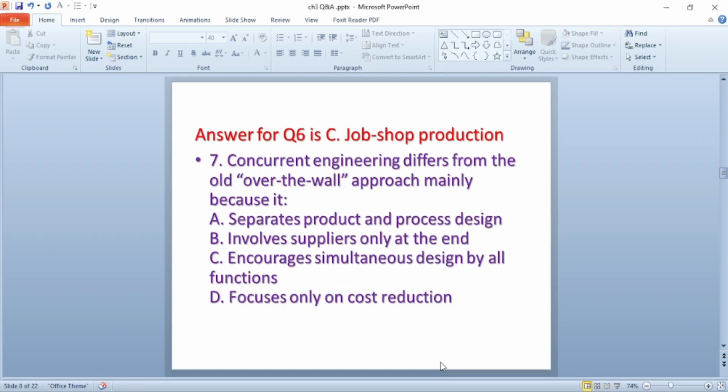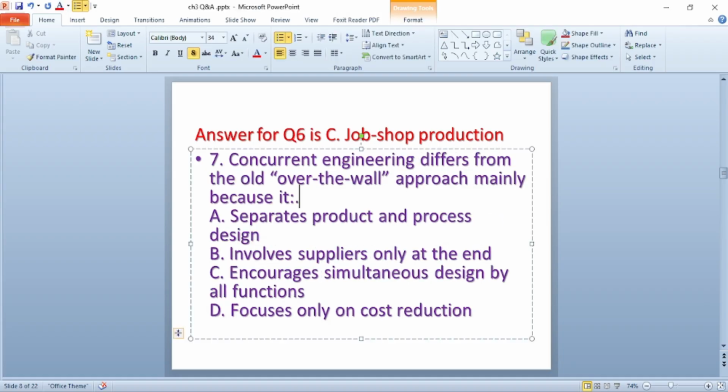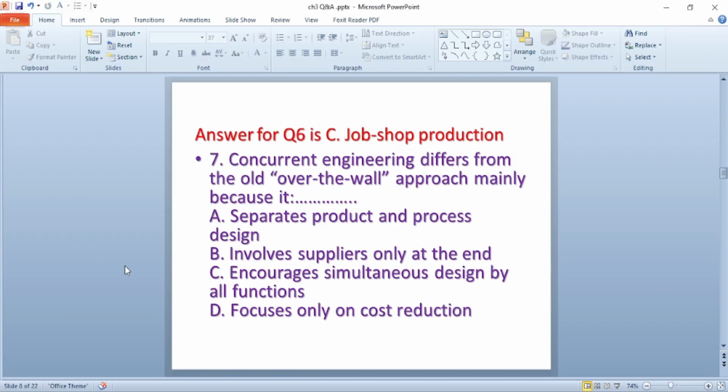Question number 7. Concurrent engineering differs from the old over-the-wall approach mainly because it dash. A. Separates product and process design. B. Involves suppliers only at the end. C. Encourages simultaneous design by all functions. D. Focuses only on cost reduction. The answer for this question is C. Encourages simultaneous design by all functions.